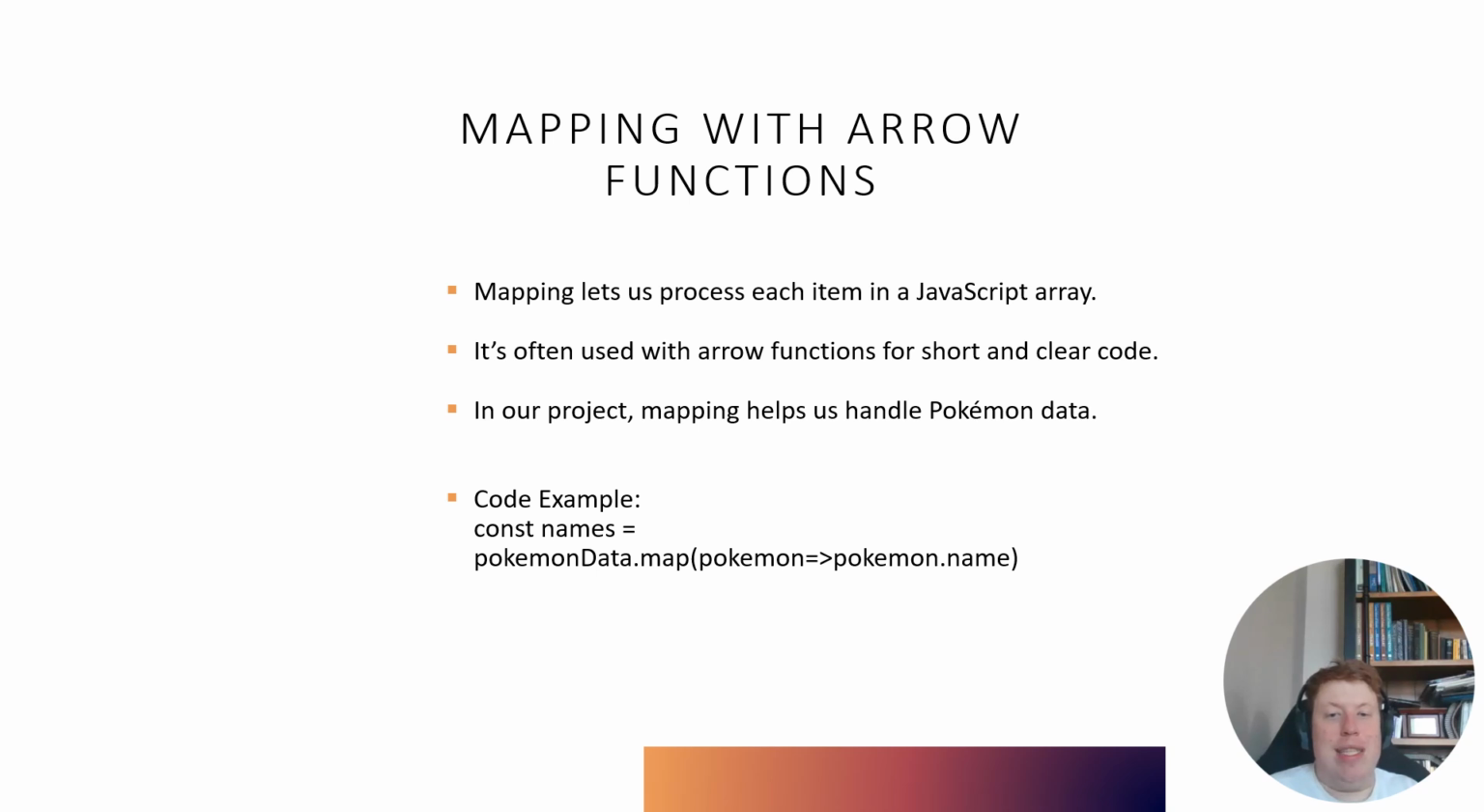Mapping is a way to process each item in an array, often using an arrow function to keep it short and readable. For example, here we're using map to get the names of Pokemon as an array of strings. In our project, we use mapping to handle Pokemon data, transforming each Pokemon's details as we fetch them.